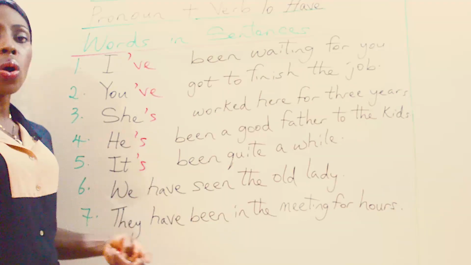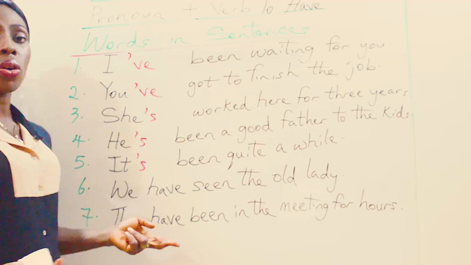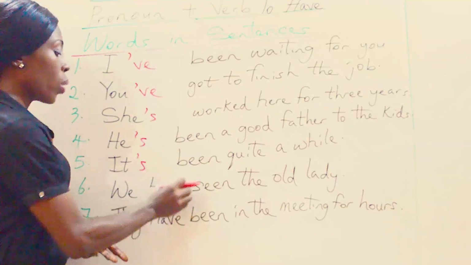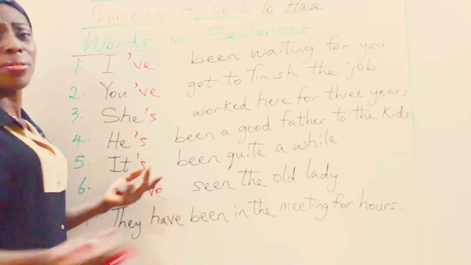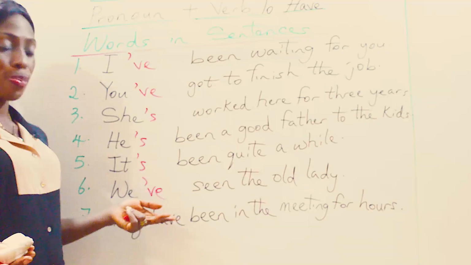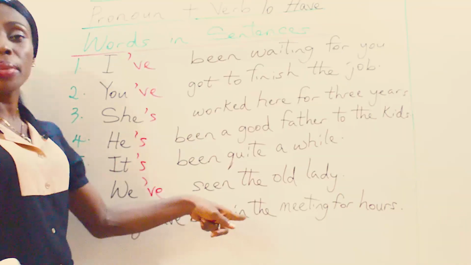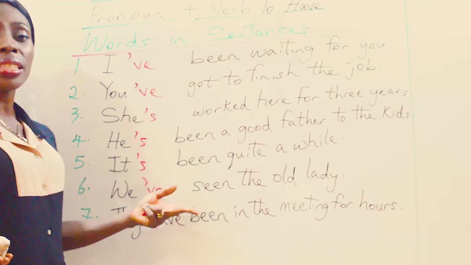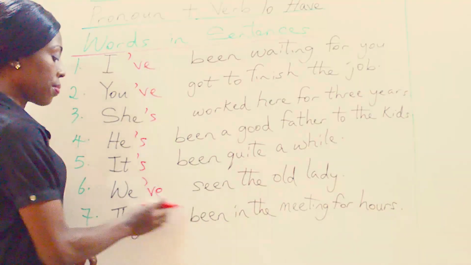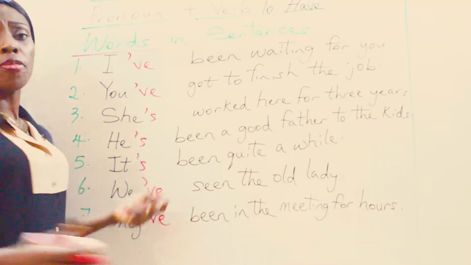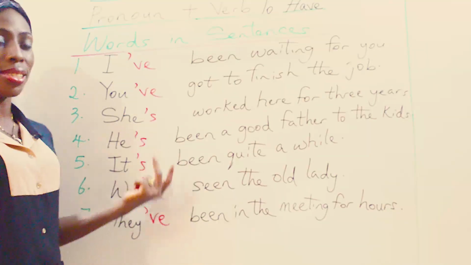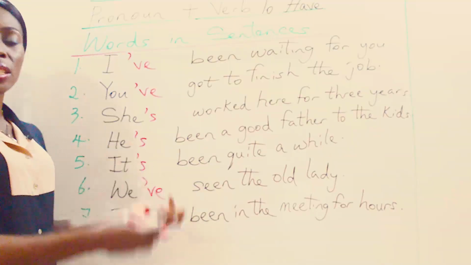"We have seen the old lady." Let's change it now. We have becomes we've. "We've seen the old lady." Okay? "They have been in the meeting for hours" becomes they've. "They've been in the meeting for hours. They've been in the meeting for 5 hours. They've been in the meeting for days." Okay, now let's look at some more sentences.